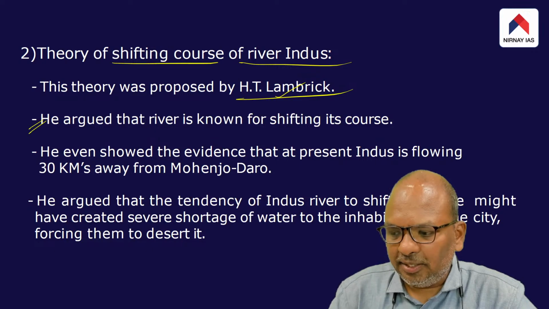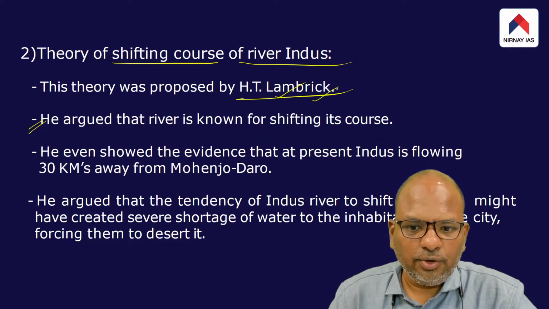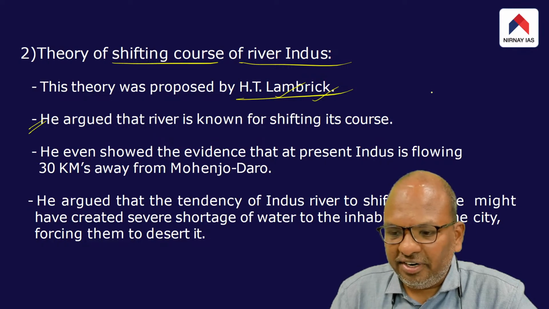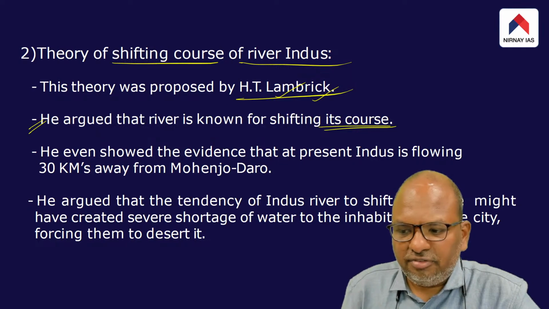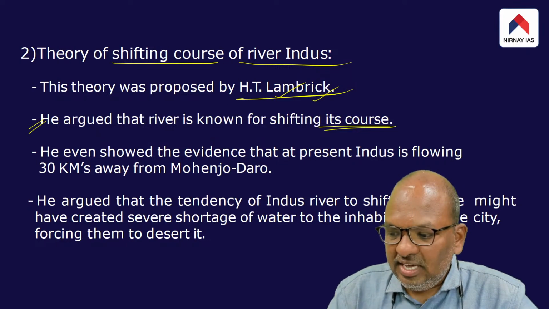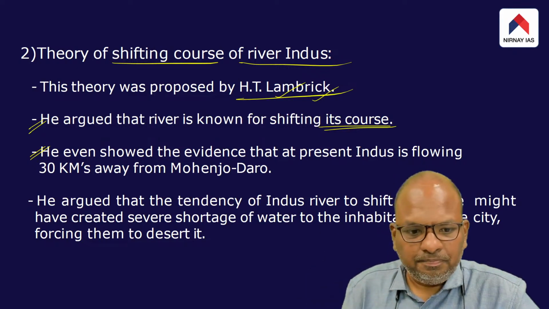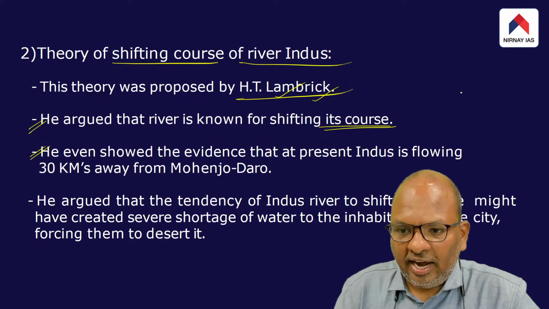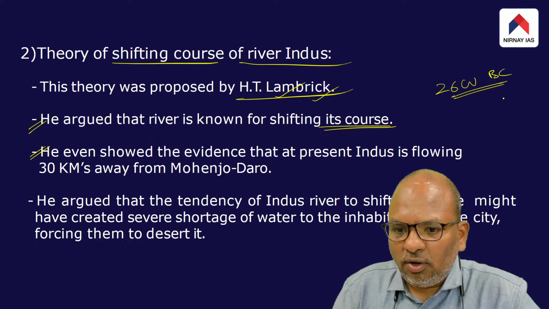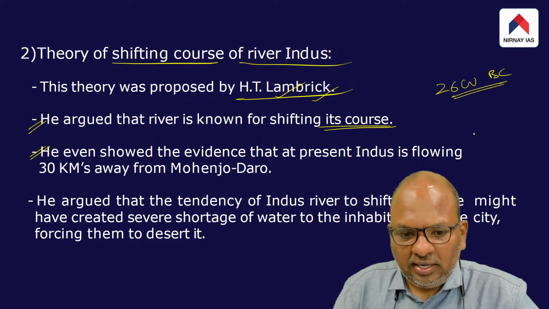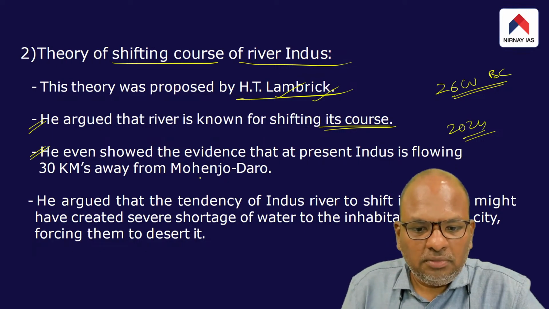Lambrick basically argued that river Indus is a very highly unstable river. He argued that river Indus is known for frequently changing course. He even presented an evidence of shifting of river Indus. The point is, in 2006, river Indus was flowing right on the banks of Mohenjo-daro city, but at present in 2024, river Indus is flowing 30 kilometers away from the city of Mohenjo-daro.